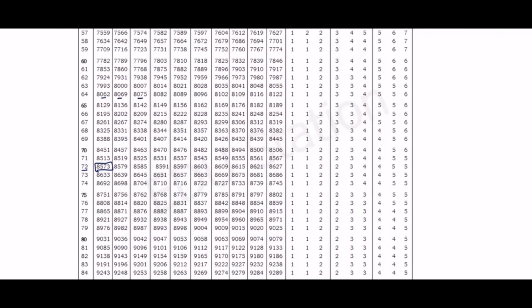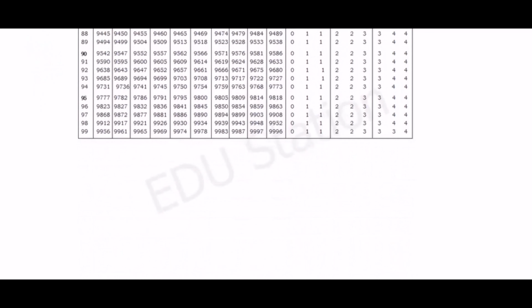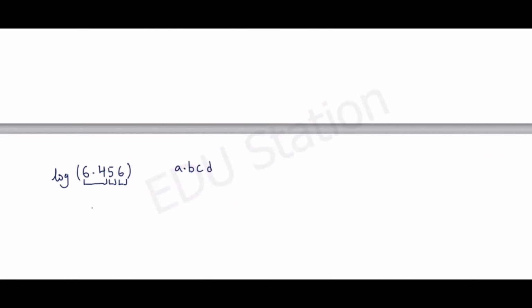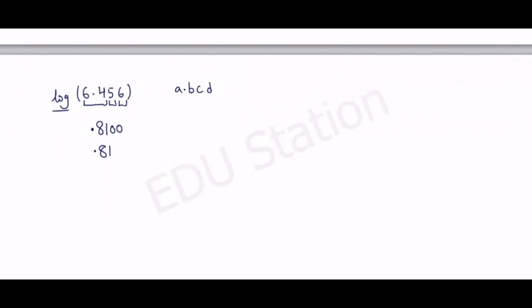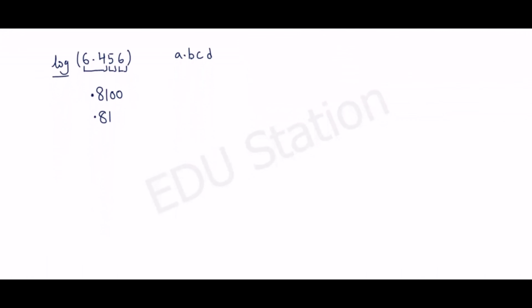Column number 0, 1, 2, 3, 4, 5. It is 8096, and the mean difference of 6, 1, 2, 3, 4, 5, 6. So we have 4, which is 8100. This comes out to be 0.8100. It can be simply written as 0.81. So this is the log of 6.456.